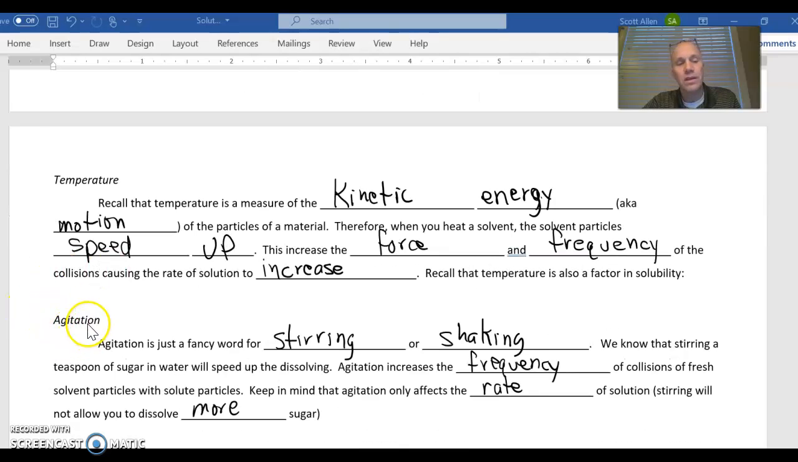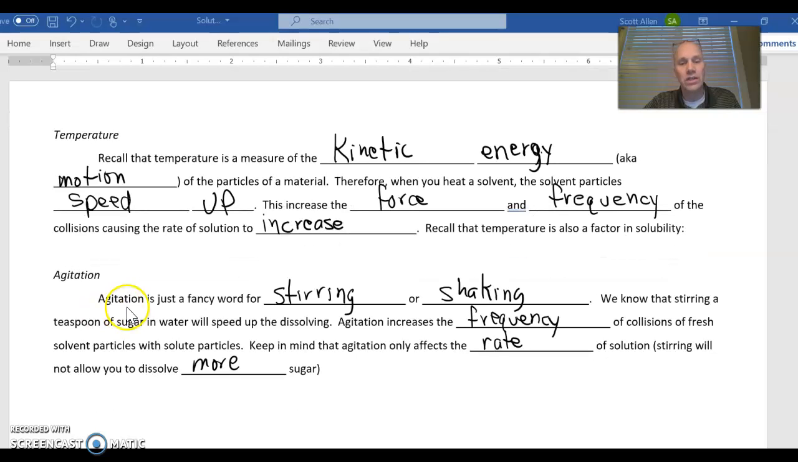The next thing is agitation. Agitation is just a way of saying either shaking or stirring something. Essentially, what this does is increase the frequency of collisions between fresh solvent particles and solute particles. If you just let something dissolve without stirring it, when it dissolves, those dissolved solute particles will stay around the thing that's dissolving. Like if you had a cube of sugar, you would have very sugary water right surrounding the cube. But the further away you go, it's going to be more like fresh water.